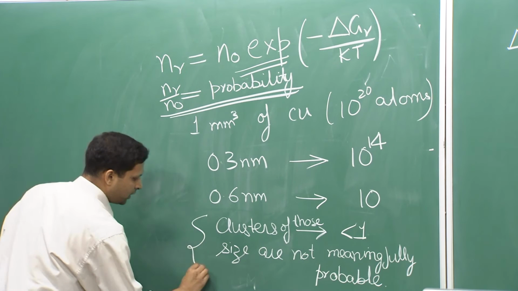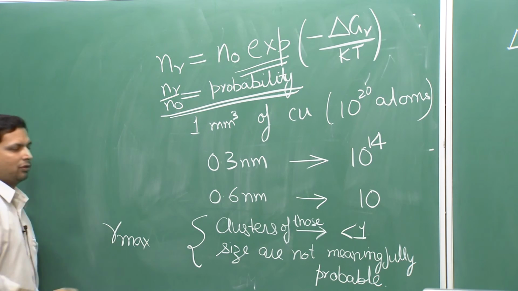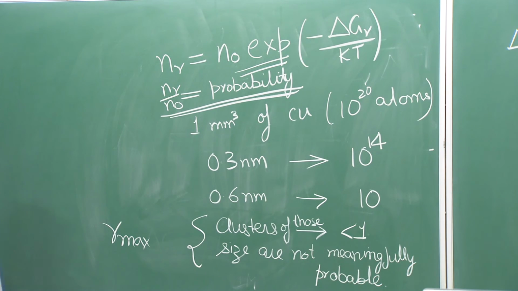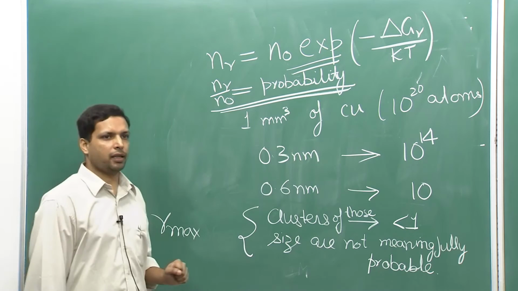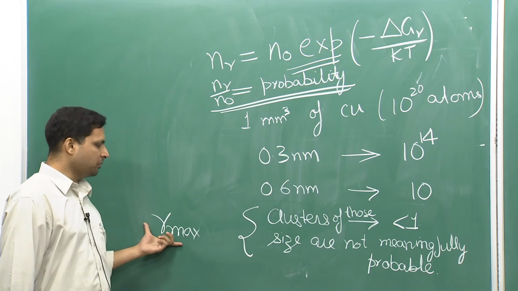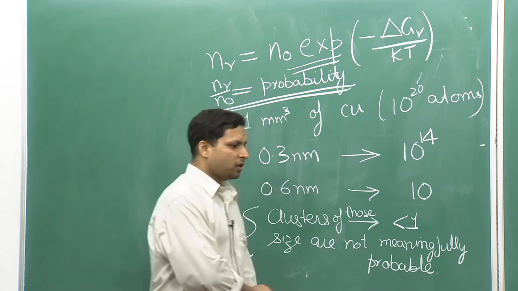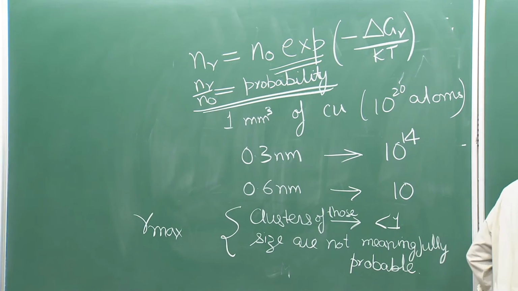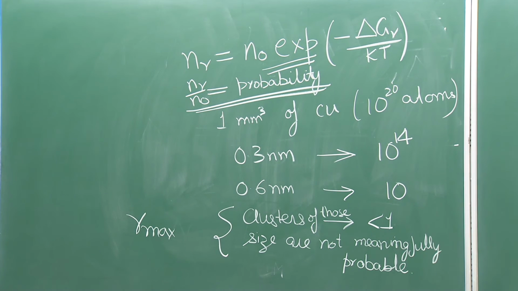So we can say there is an R max value that you can find for a given liquid, for a given size, and for a given delta T condition. So there is a maximum size of a cluster that you can find. Now that is a very important concept, because now we will see what happens to this R max.